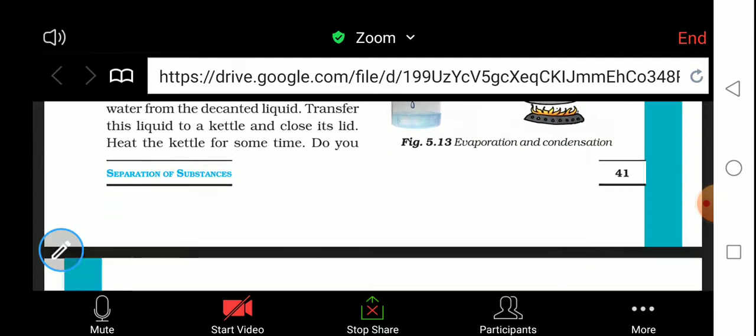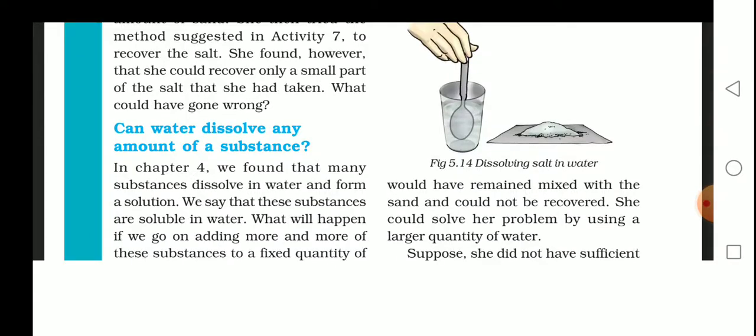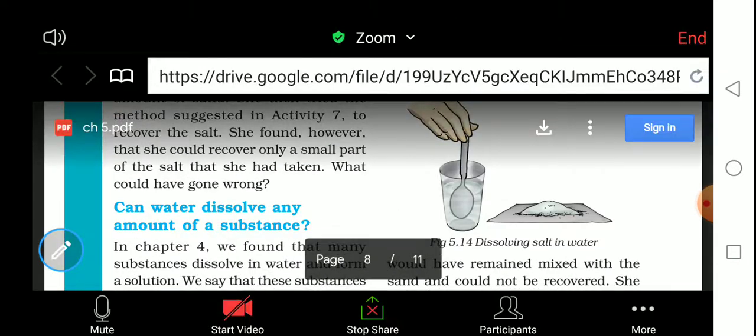So next, we'll talk about can water dissolve any amount of a substance. We'll talk about those headings. This is the last heading of this chapter.